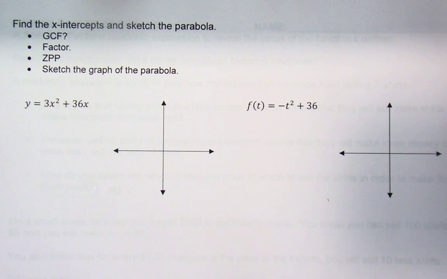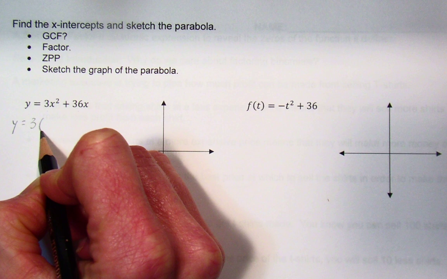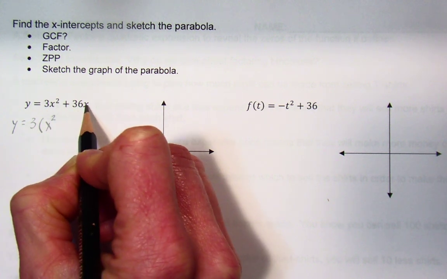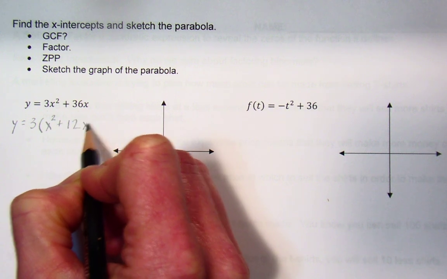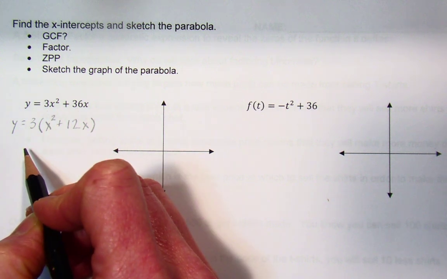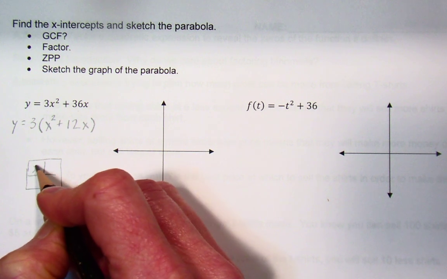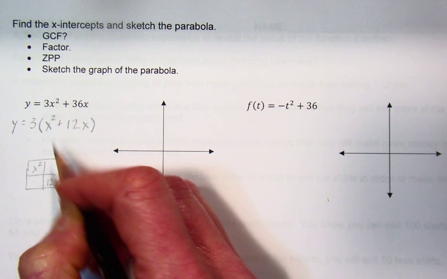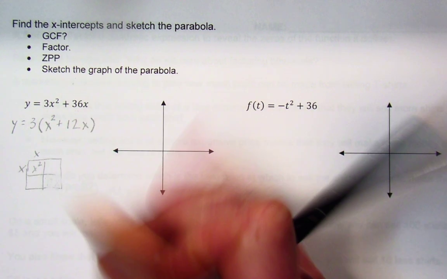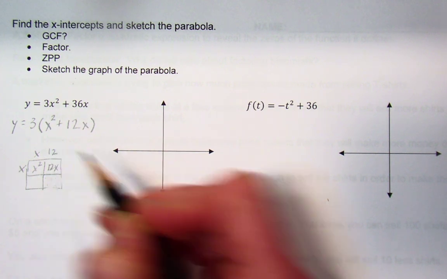Is there a GCF between these two terms? Yes, there is. It is 3. If I factor 3 out of 3x squared, I'll get x squared. If I divide 3 out of 36x, I'll get 12x. And then when I go to factor this, if I do it with the area model, I've got x squared and 12x. So that would be x times x. I put this in the wrong spot, sorry y'all. 12x. And x times 12 would go here.